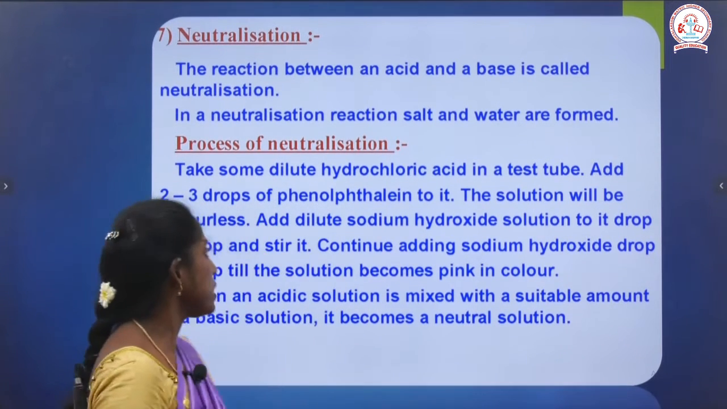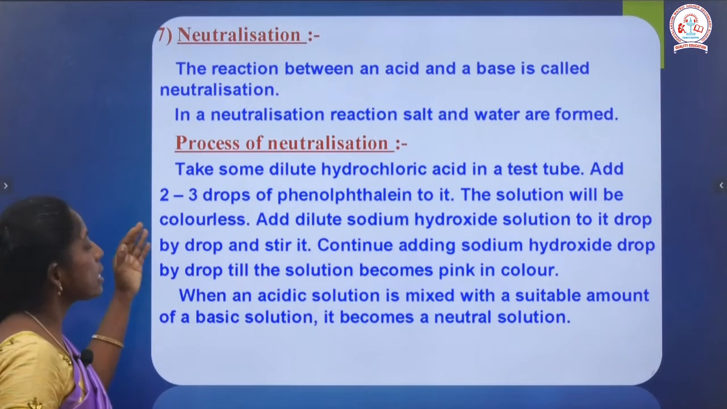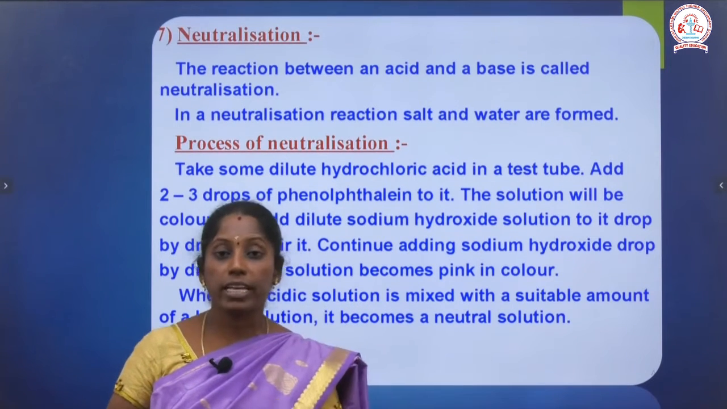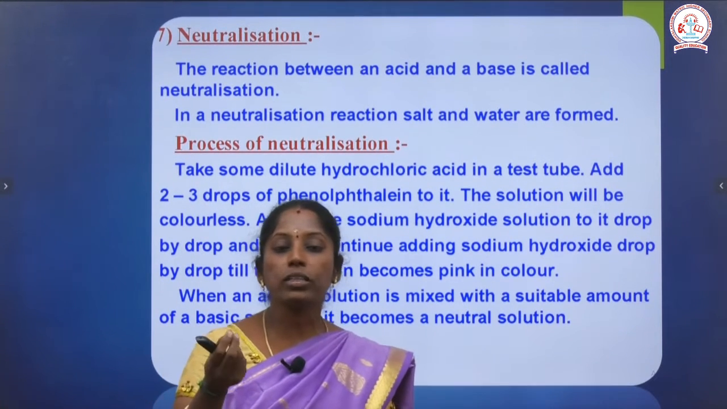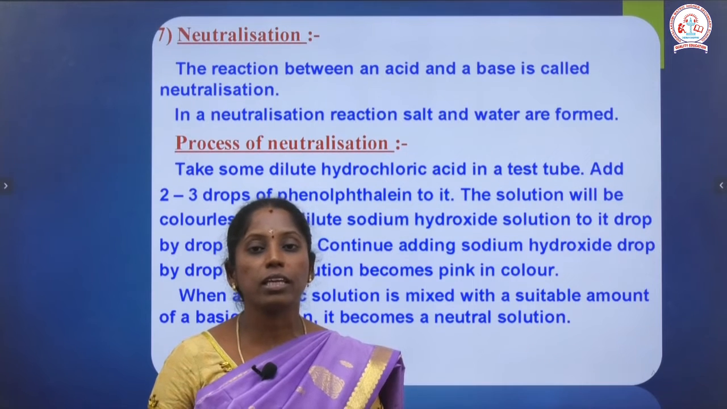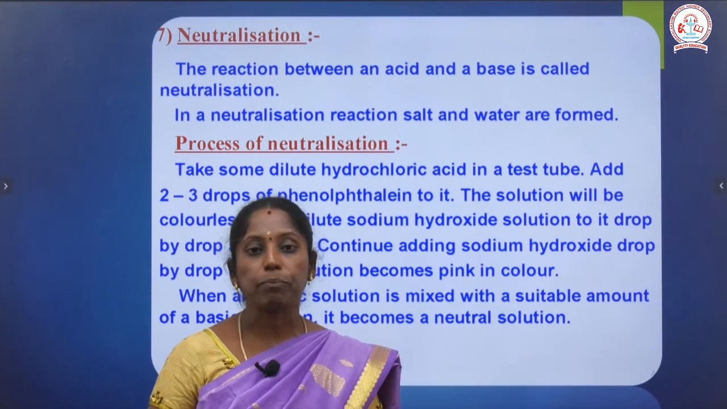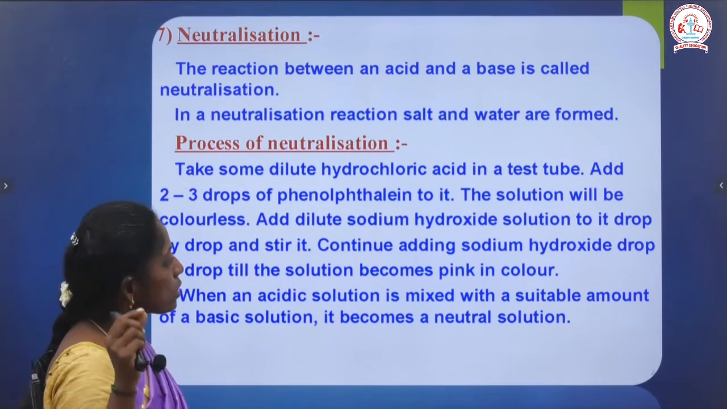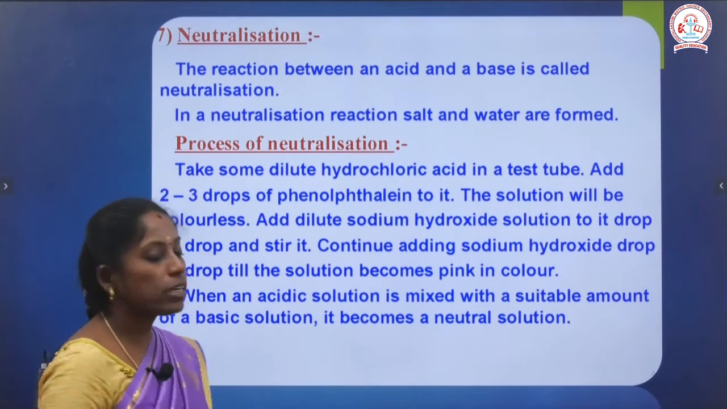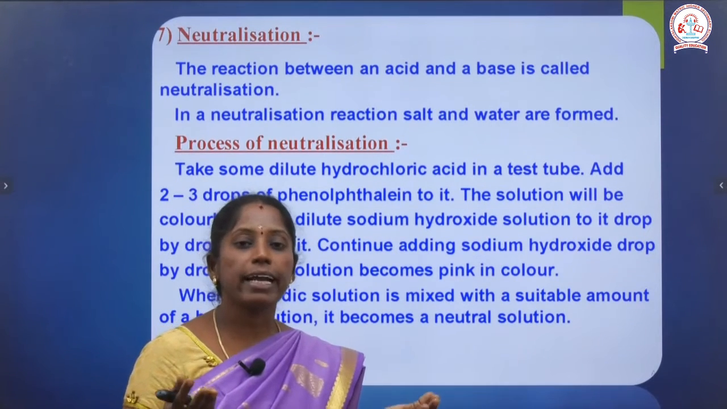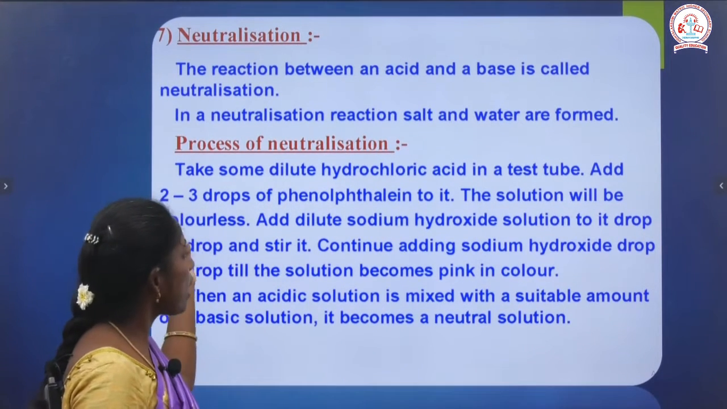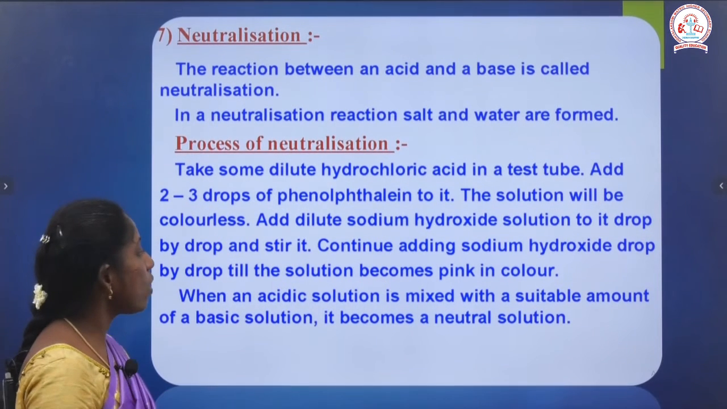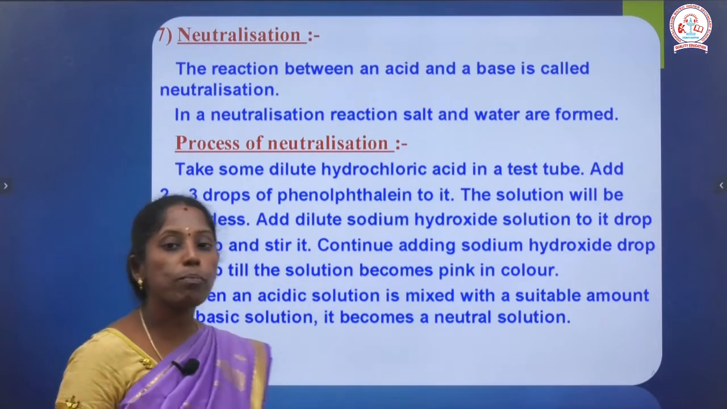What is the process that takes place for this neutralization? Take a little dilute hydrochloric acid, HCl, in a test tube. Then add 2-3 drops of phenolphthalein. Phenolphthalein is nothing but an indicator we use in the lab. When I add 2 drops of phenolphthalein to the hydrochloric acid solution, nothing happens, it stays colorless. Then add dilute sodium hydroxide solution to it and stir. It changes into pink color.